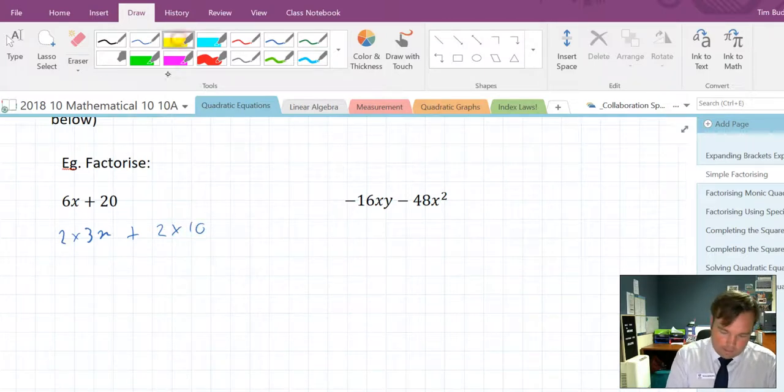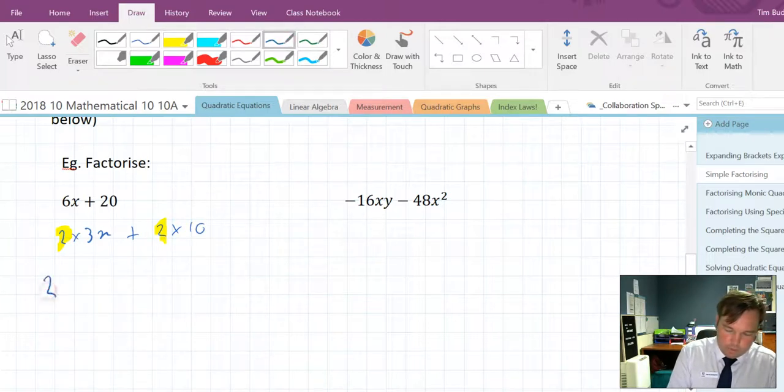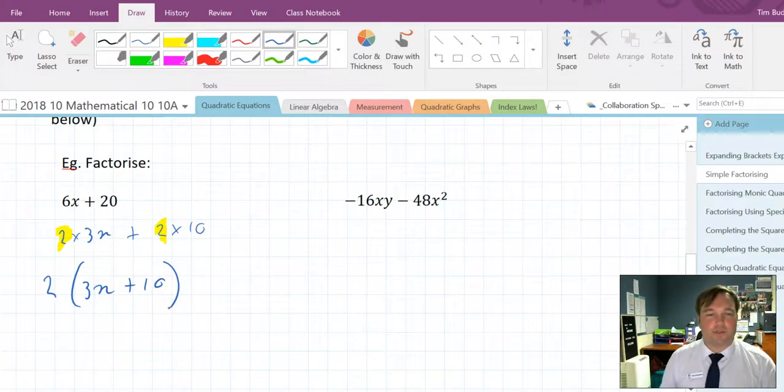Note here how I've highlighted the highest common factor of both, which means we can remove that, and that leaves us with 3x plus 10. That's what's called factorising, taking out something that's common to both.